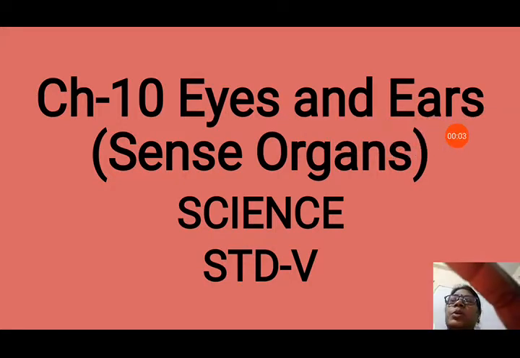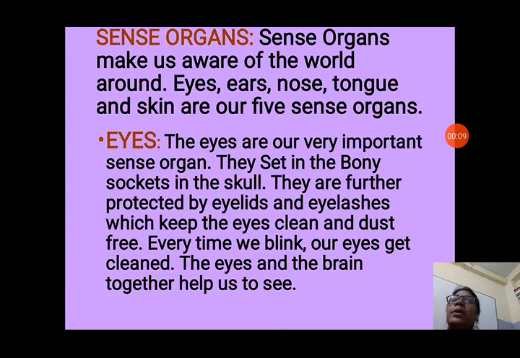Today in our system, we will see about the eyes and ears, our sense organs. So, let us discuss our sense organs. What are sense organs? First, we should know: sense organs make us aware of the world around. We can see the world around with the help of our sense organs. We can listen also with the help of our sense organs. And we can feel any senses around us with the help of our sense organs.